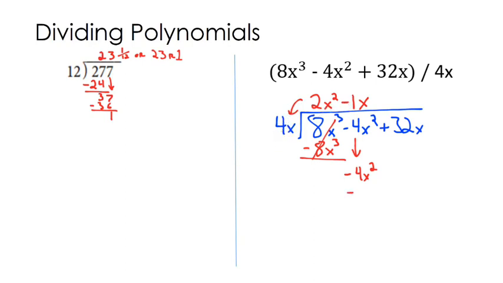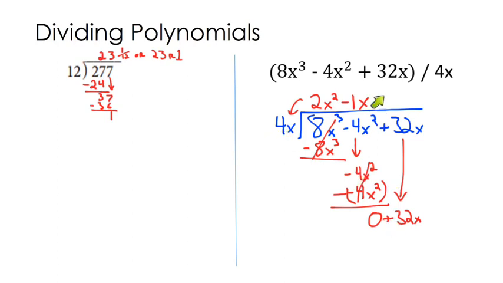Negative 1 times 4 is negative 4. x times x is x squared, but we are going to subtract this. And when you subtract a negative, it's really like you're adding. So negative 4x squared plus 4x squared adds to 0, and now we're going to bring down our 32x, and we're almost there.